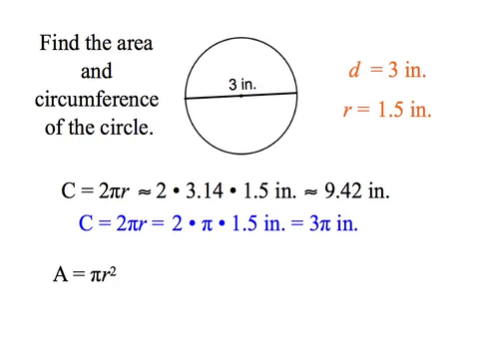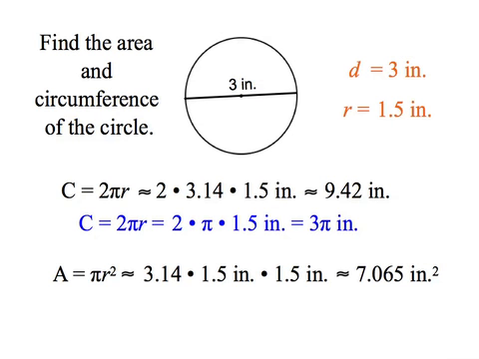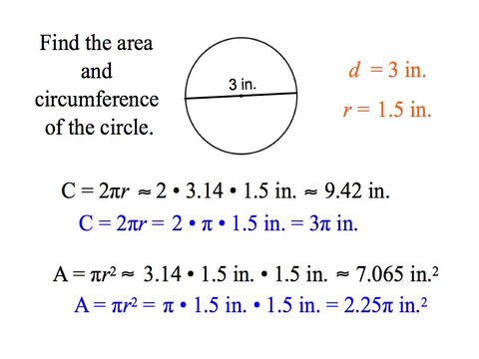And now using the formula for area, we'll find the area. r is 1.5, so we have 3.14 times 1.5 inches times another 1.5 inches. We get out a calculator, we do the arithmetic, and we get 7.065 square inches as an approximation for the area of this circle. And if we want to write it in terms of pi, we have pi times 1.5 inches times 1.5 inches, which comes out to be 2.25 pi square inches.